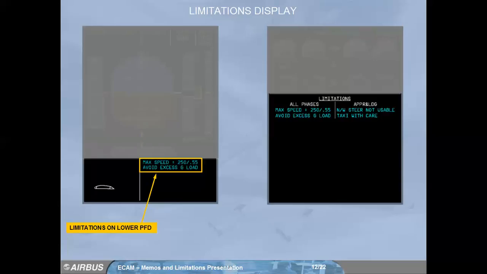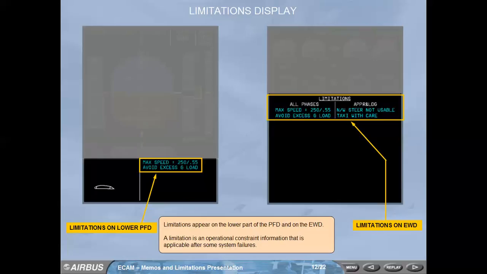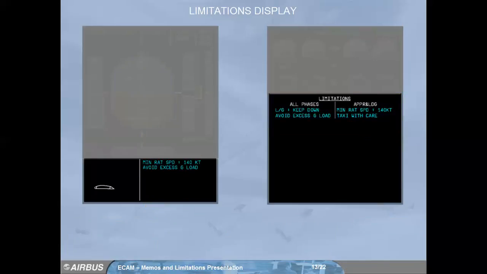Limitations appear on the lower part of the PFD and on the EWD. A limitation is an operational constraint information that is applicable after some system failures. Limitations that have a direct impact on the conduct of the flight, for example, minimum RAT speed 140 knots, avoid excessive G load, appear on the PFD and on the EWD. The other memos, for example, landing gear, keep down, taxi with care, appear only on the EWD.